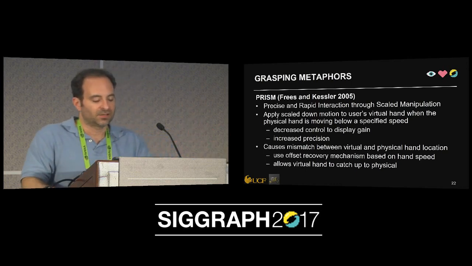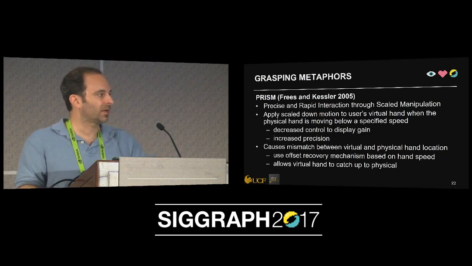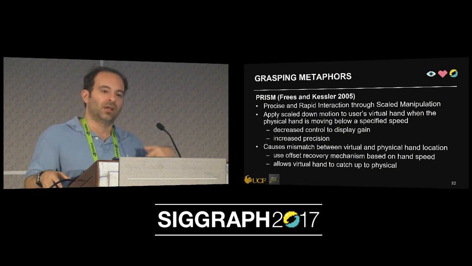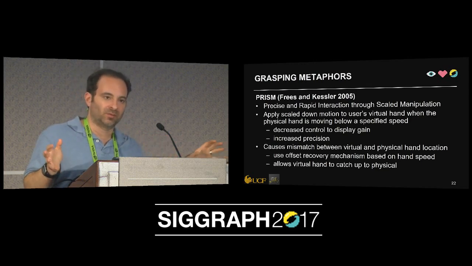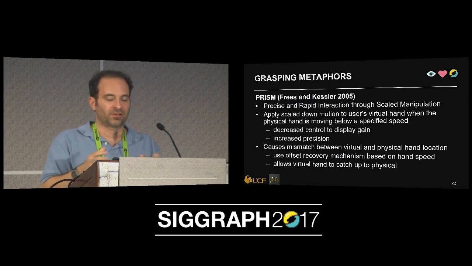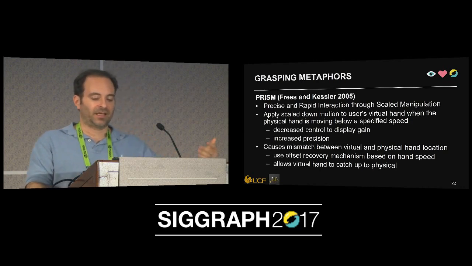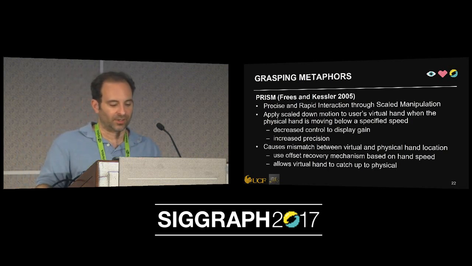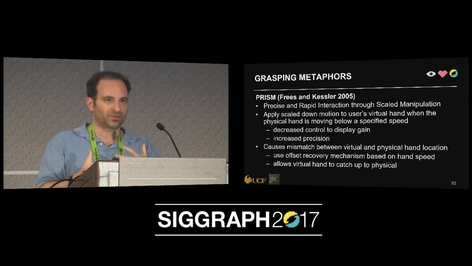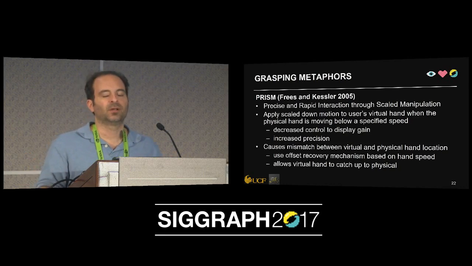Obviously, if I'm moving this way and you see the virtual hand is not where I am, they're out of sync. So what has to be done is an offset recovery mechanism based on the hand speed. Once the hand speed reaches a certain threshold, we take the virtual hand and move it back to the original physical hand location. And that allows the virtual hand to catch up to the physical hand, okay? These manipulations, when it comes to non-isomorphic control to display mappings, are really important when you're thinking about doing any types of 3D selection and manipulation in virtual reality.